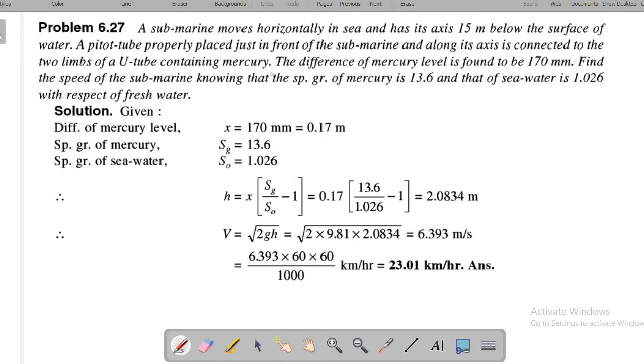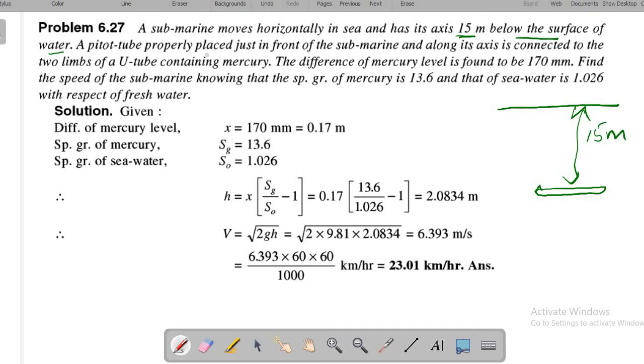And next, this is one more little application-based problem based on pitot tube only. A submarine moves horizontally in a sea and has its axis 15 meter below the surface of water. So this is the free surface of the water, and the submarine is here. From here to here, this axis distance is 15 meter.